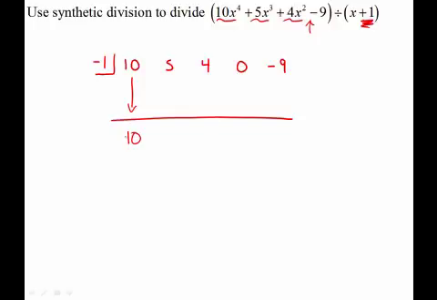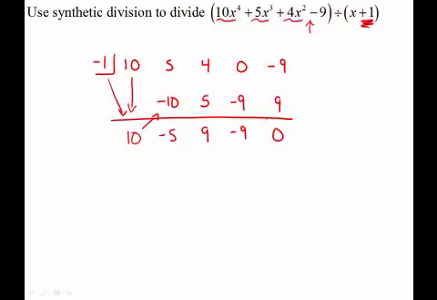And then all we do is constantly multiply and add. You take the -1 times the 10, that's -10, and add the two numbers left. So you can watch as this goes along. 5 plus -10 is -5. -5 times -1 is 5. 4 plus 5 is 9. -1 times 9 is -9. 0 plus -9 is -9. And -9 times -1 is 9. -9 plus 9 is 0.